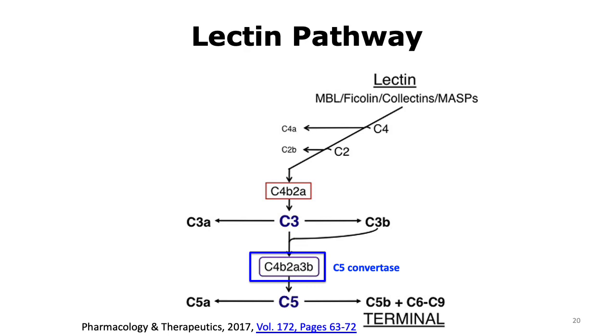The C5 convertase is able to interact with the C5 protein, and the C5 complement protein is then cleaved into two fragments: the smaller C5a fragment, which is a diffusible molecule and functions as a potent anaphylatoxin that promotes inflammation, and a larger C5b fragment that is able to interact with and recruit other complement proteins like C6, C7, C8, and C9. They will form the membrane attack complex, which will result in cell death of that pathogen.